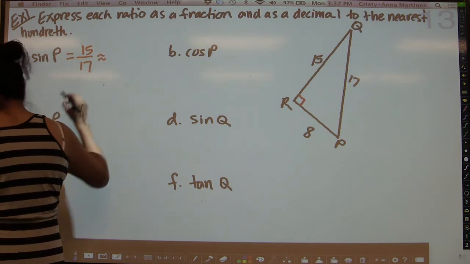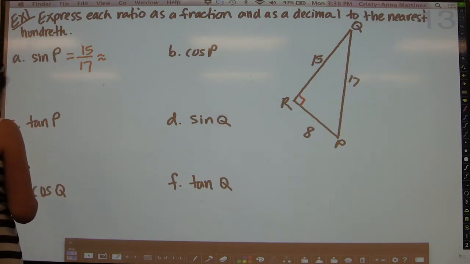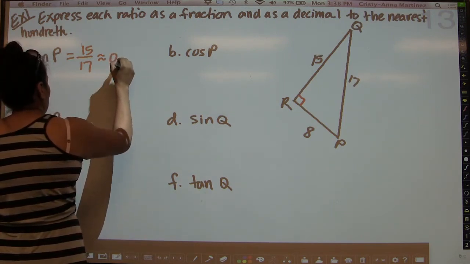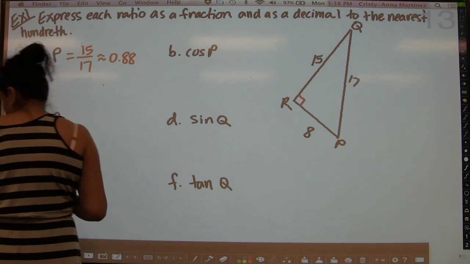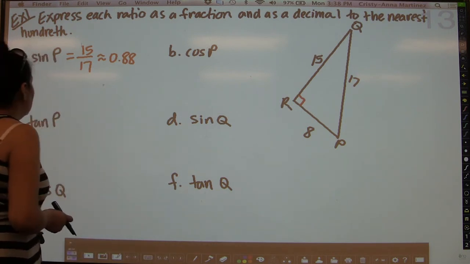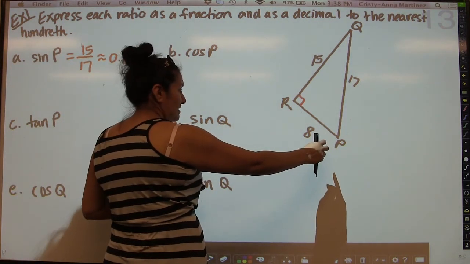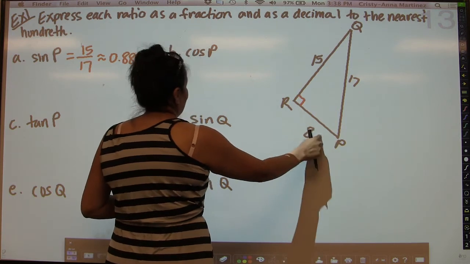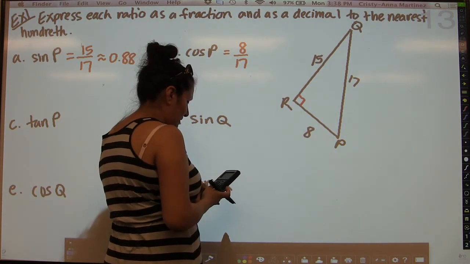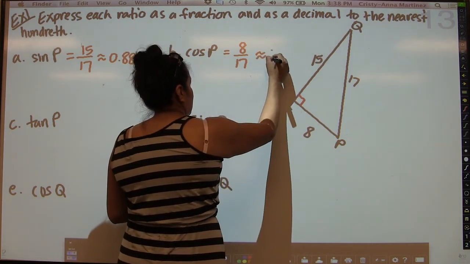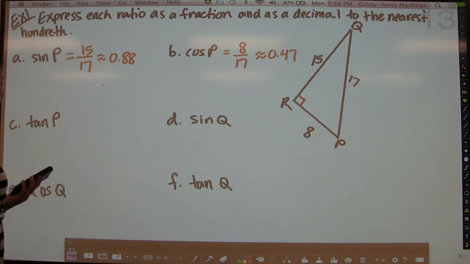And as a decimal, 15 over 17 is roughly 0. And it wants to the nearest hundredth, so it's 0.88. All right. For part B, it wants cosine of P, so the same angle, but cosine is CAH, so it's adjacent over hypotenuse. So this is going to be side 8 over the hypotenuse 17, and as a decimal, that's going to be approximately 0.47. Okay, so not very complicated to do this.